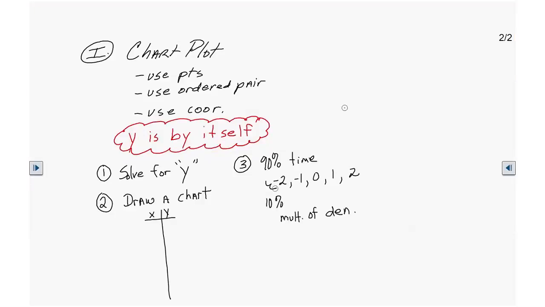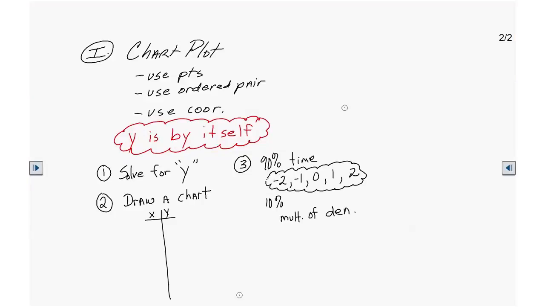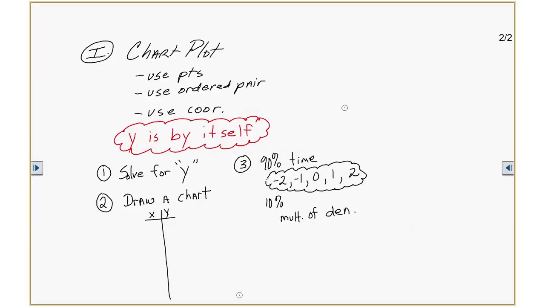Now, focus on these. Why am I going to use those numbers? Why don't I use 100, 101, 102, -100, -102? Why do I pick those 5 numbers? Why did I pick those 5? Smallest numbers are easier to what? Calculate. Small numbers, that's 1. What else?